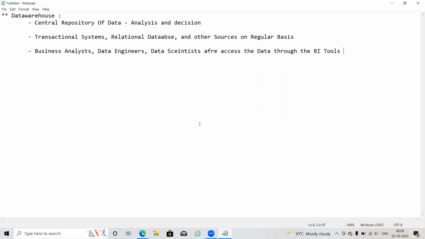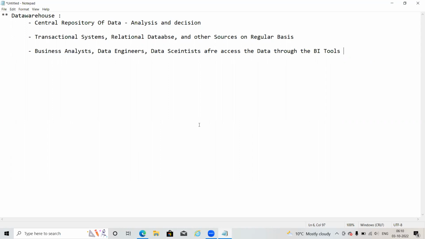And then from there, as I mentioned, business analysts or data engineers or data scientists can access the data and do the analysis on existing data, and then they can provide the required reports to the stakeholders or customers based on the existing data. They will analyze the existing data in a data warehouse in n-dimensional ways based on the requirement.